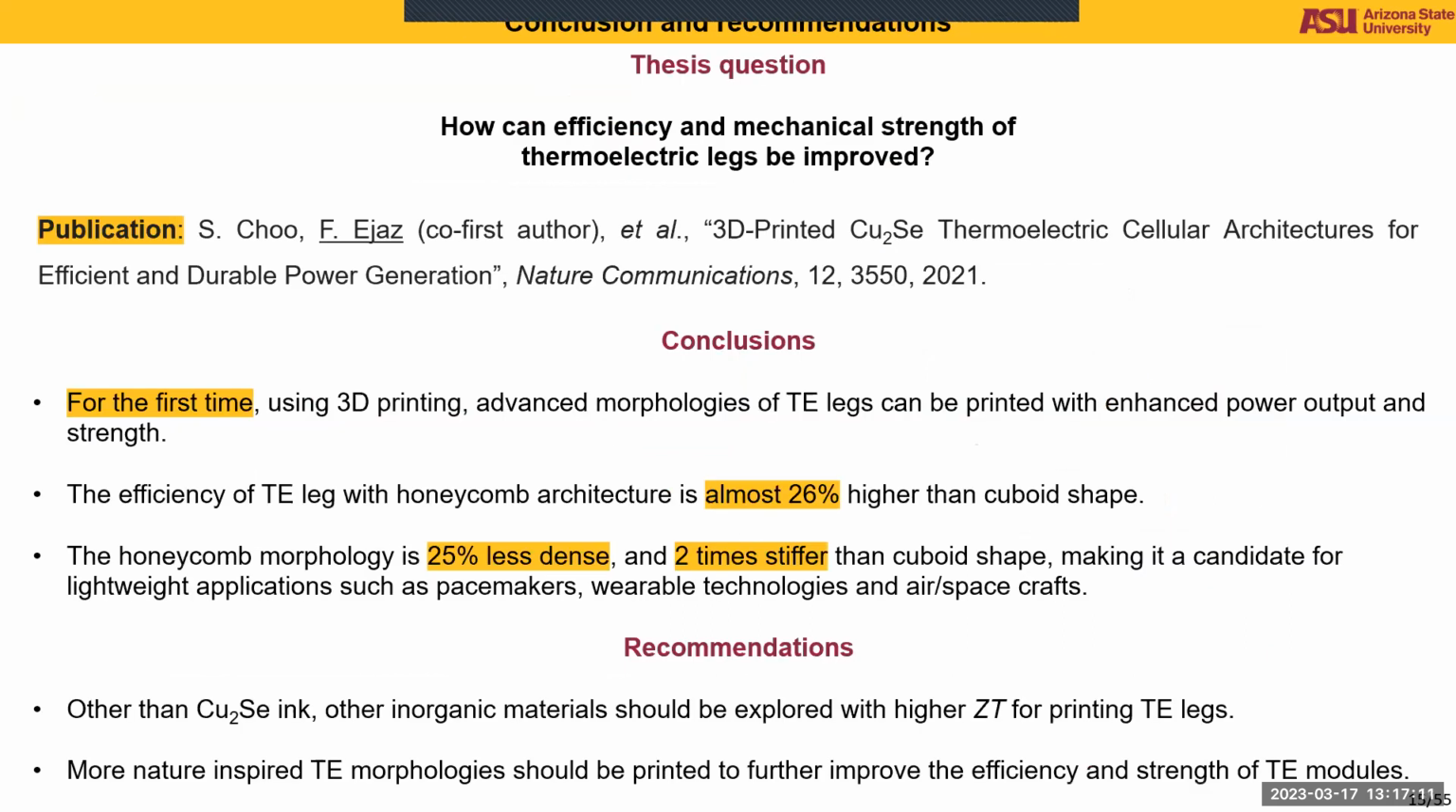So in conclusion, how can efficiency and mechanical strength of thermoelectric legs be improved? We answered it with our publication back in 2021. So in conclusion, we used a novel 3D printing technique to fabricate complex TE morphologies that provided us 26% more power efficiencies, and they were found to be 25% less dense compared to cuboid shape.